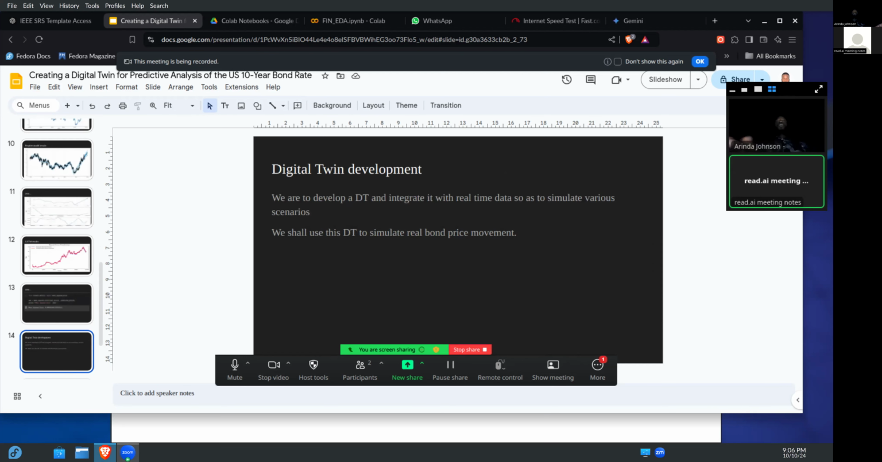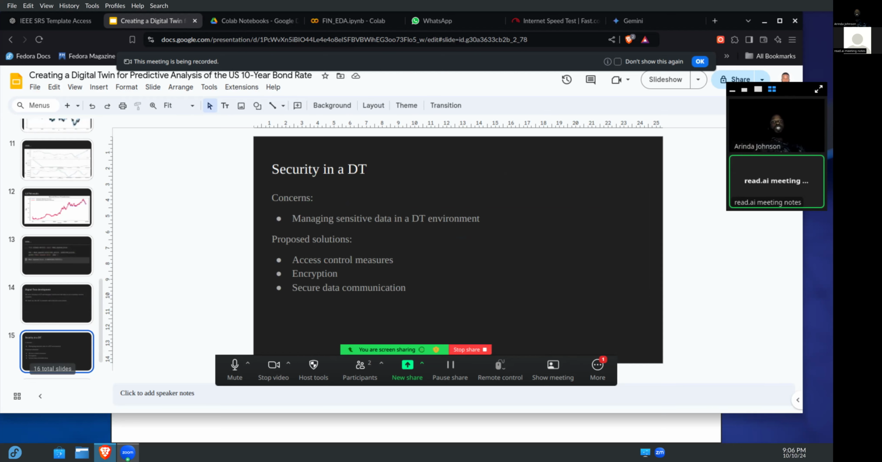Then we also want to develop a digital twin after all this to run our simulations. Regarding the security in the digital twin, which was our main computational problem, the concern is how the data will be managed. The proposed solutions are increased access control measures, data encryption, and secure data communication.